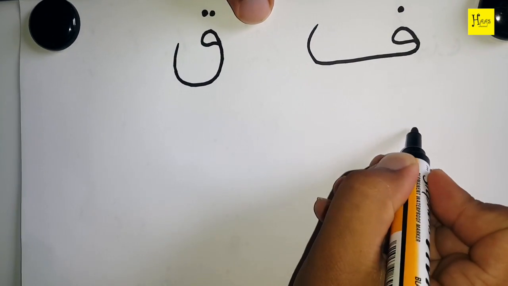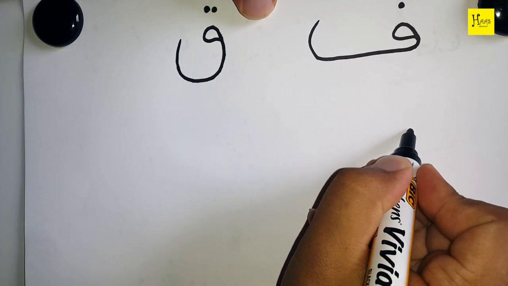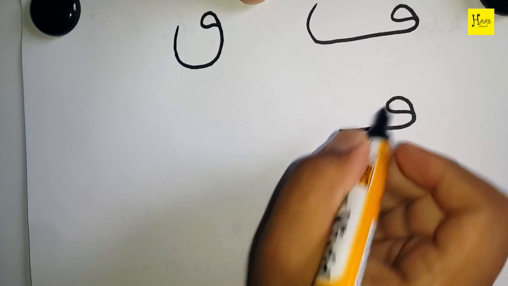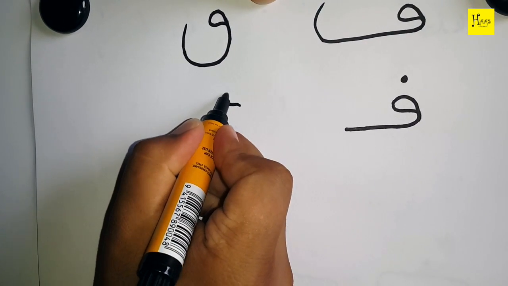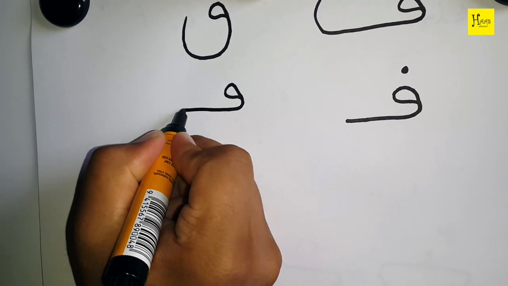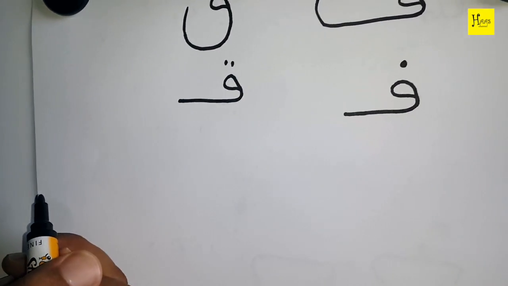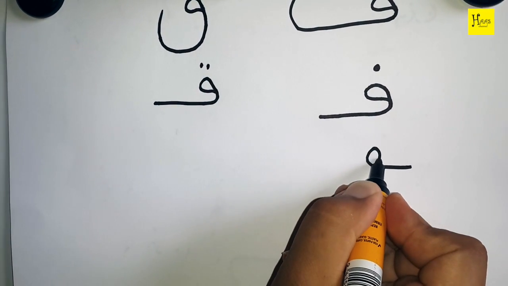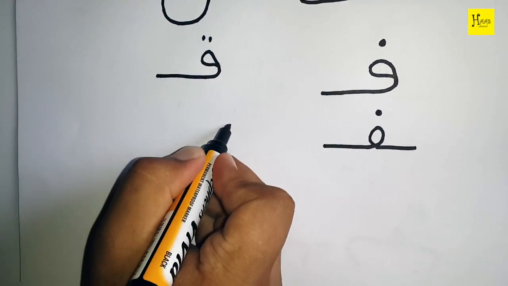So with the fa, we start again the same way. So we start with that shape here, fa, just keep it straight like fa. For qaf again, 2 dots, qaf. Now the medial position, circle, fa and qaf.